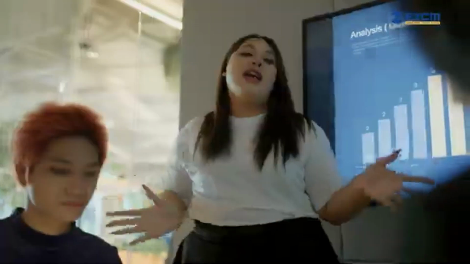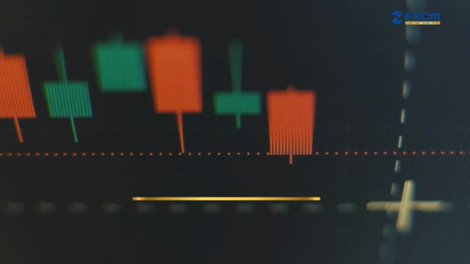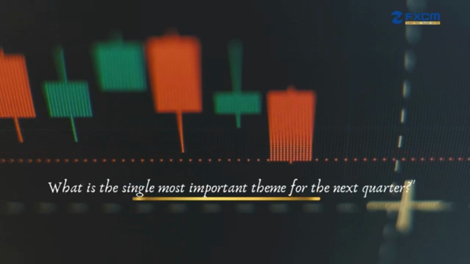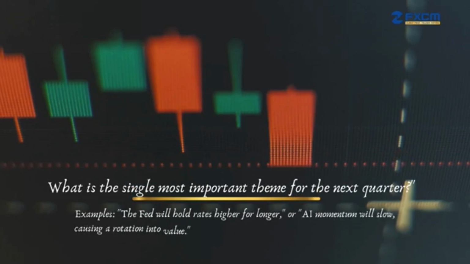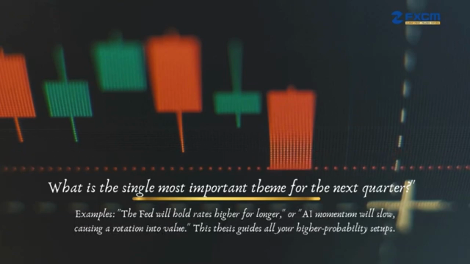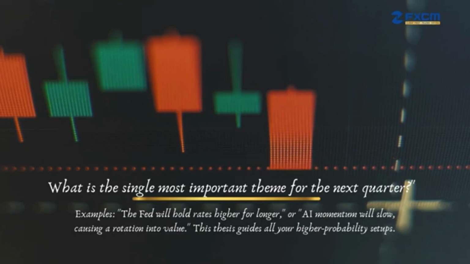2. Define your quarterly macro thesis. You must have a narrative. Based on the big picture, answer one question. What is the single most important theme for the next quarter? Examples: the Fed will hold rates higher for longer, or AI momentum will slow, causing a rotation into value. This thesis guides all your higher probability setups.